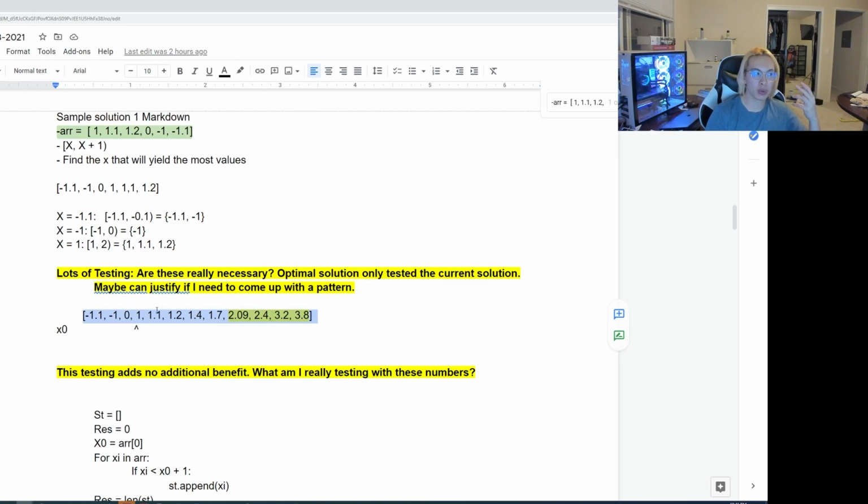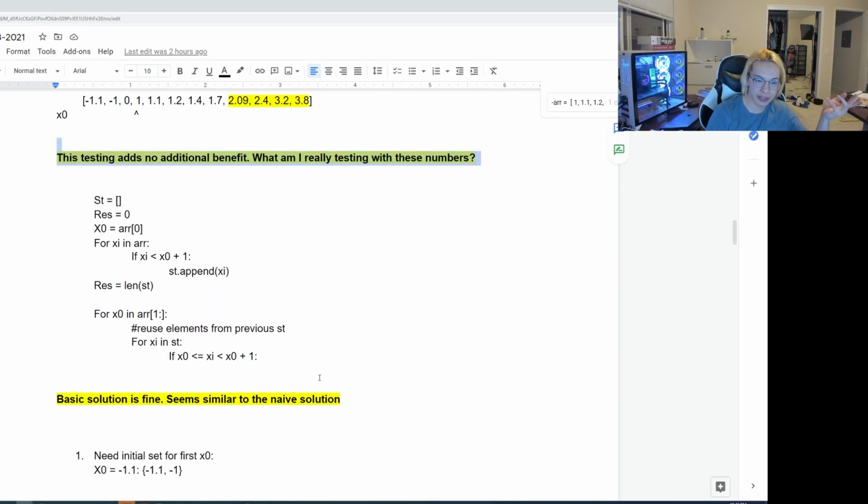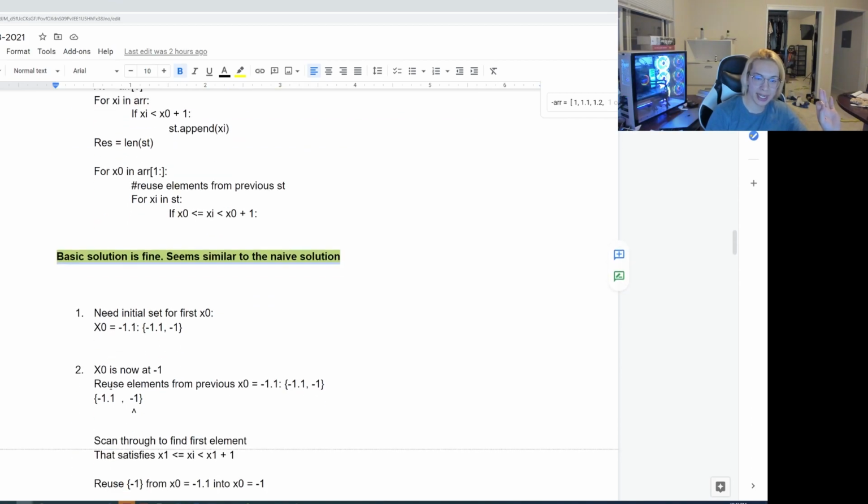So you can see here that the way I'm thinking about all these different lessons, and whatever I'm trying to learn here, is simply a difference between what the client has submitted and what the optimal solution did in order to derive its answer. So you can see here, I'm repeating myself. What is really being tested with these numbers? This testing adds no additional benefit. I've marked here that the basic solution is fine, and it seems very similar to the naive solution. And this is actually very important to do. I think people really try to beat themselves up over not getting the actual optimal solution or doing things the exact way the optimal solution did it. In fact, everyone's thought process is different. It's good to look for these inefficiencies and optimizations in your own thinking.